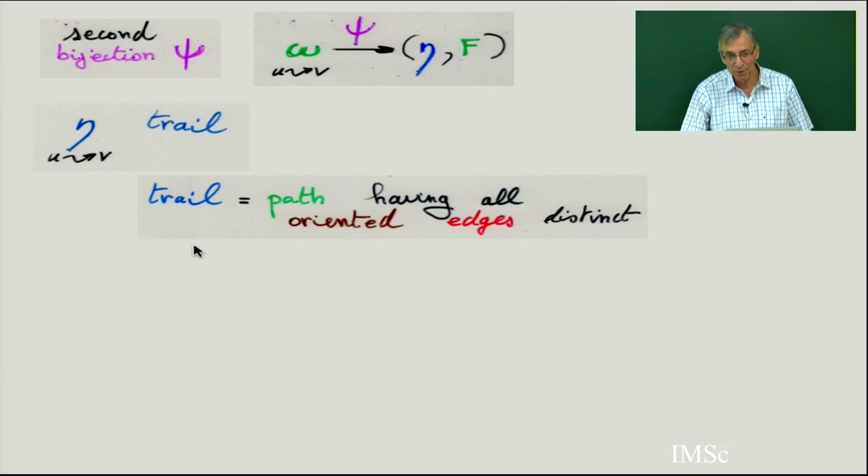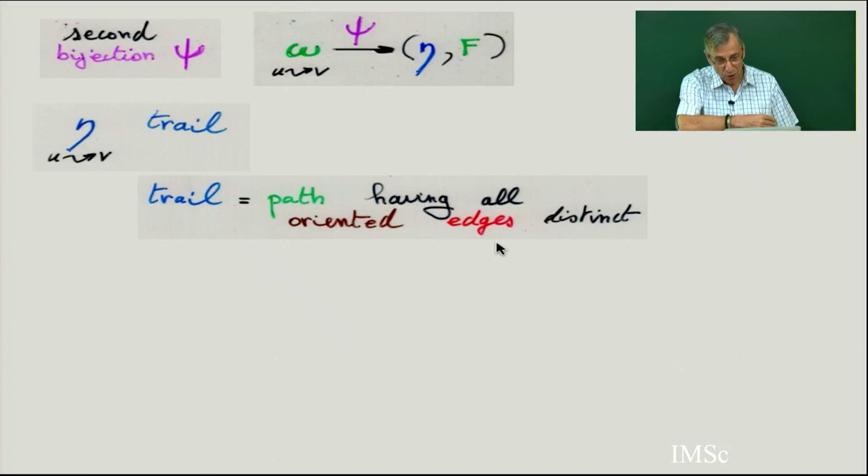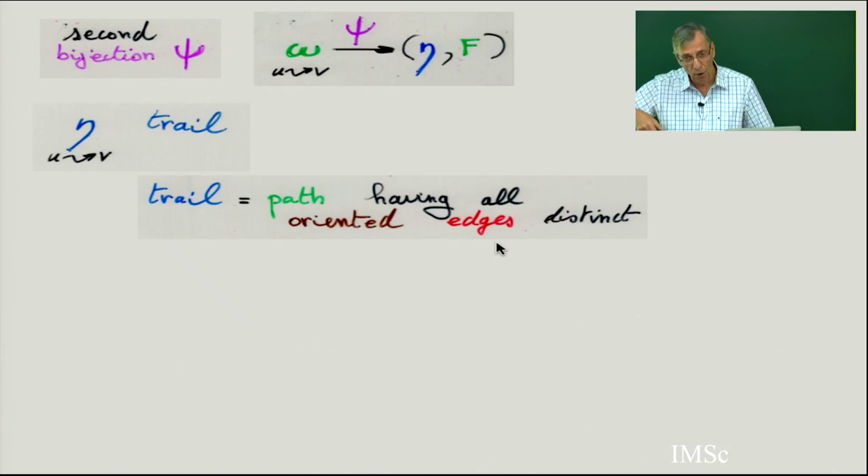So let's make some definitions. A trail, this is maybe the language of graph theory, is a path having all oriented edges distinct. This corresponds to the self-avoiding path in the first bijection, where self-avoiding meant all vertices were distinct. Now it's a sequence of edges, a trail, a path, such that all the oriented edges of the word, or the path in the oriented line graph, are all distinct.